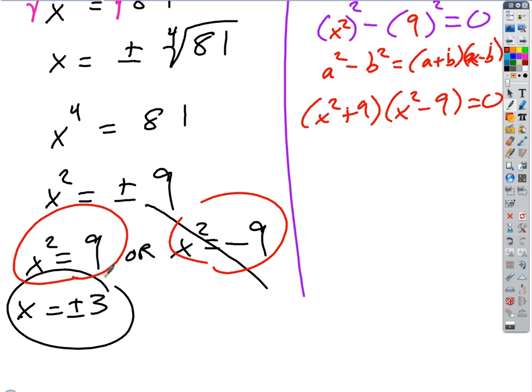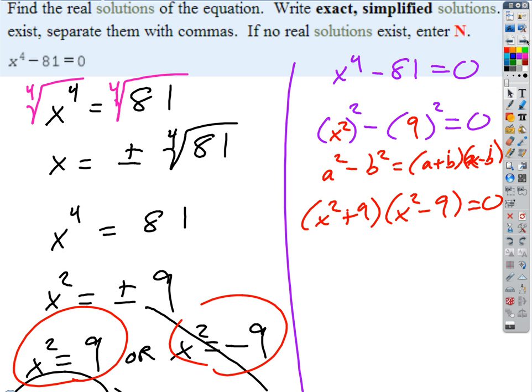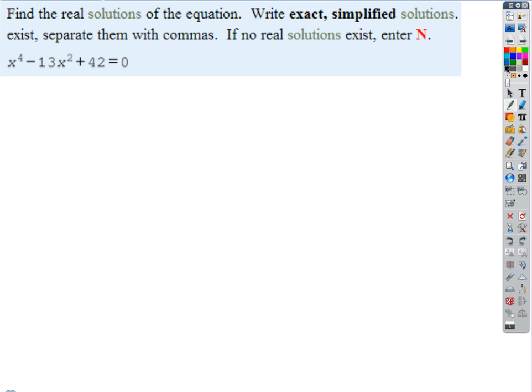Okay. Don't you like the left way better though? Yeah. Okay. What about this one?